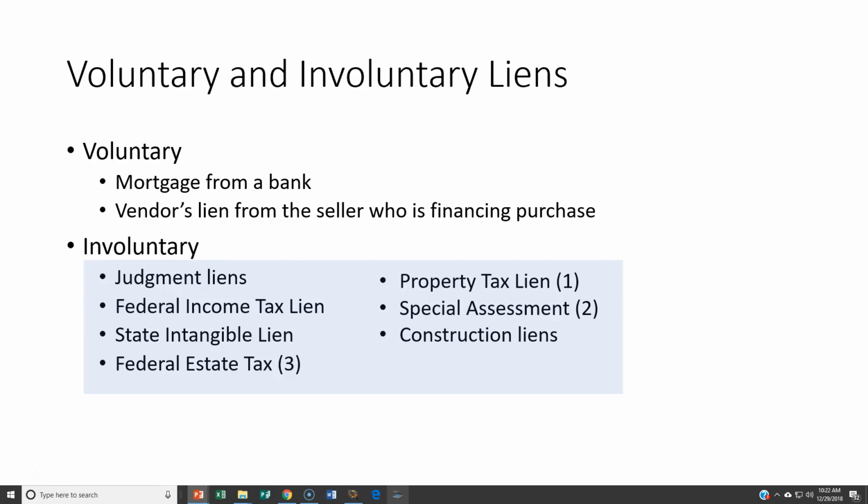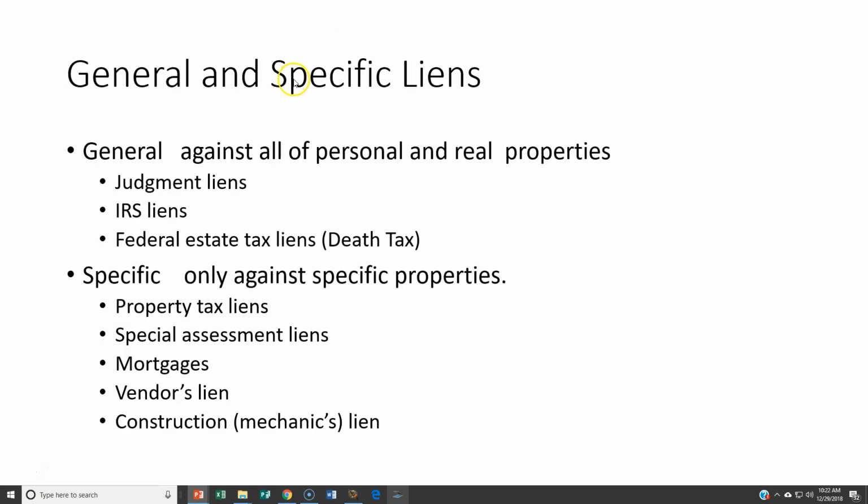And then we have involuntary liens. We have judgment liens, so let's have a quick look at these here. A judgment lien is against all your personal and real properties. An IRS lien, if you haven't paid your taxes, will be against all of your personal and real properties. And we also have federal estate tax liens, the death tax.